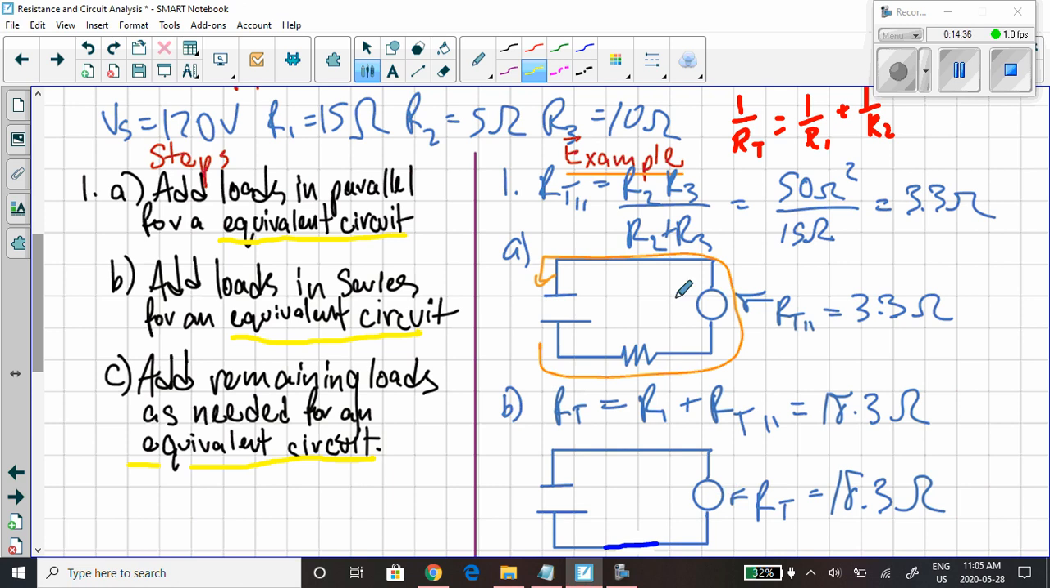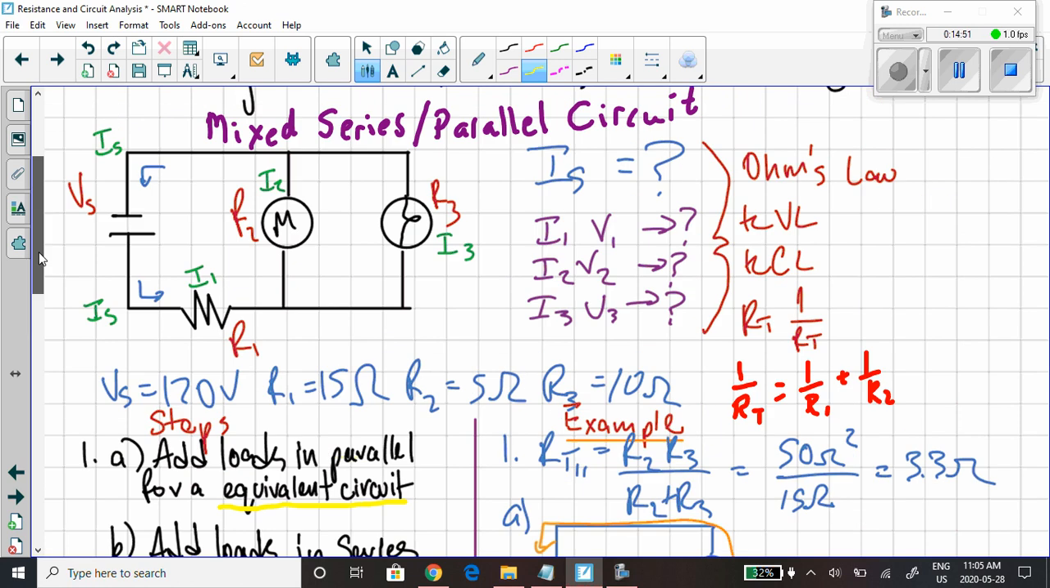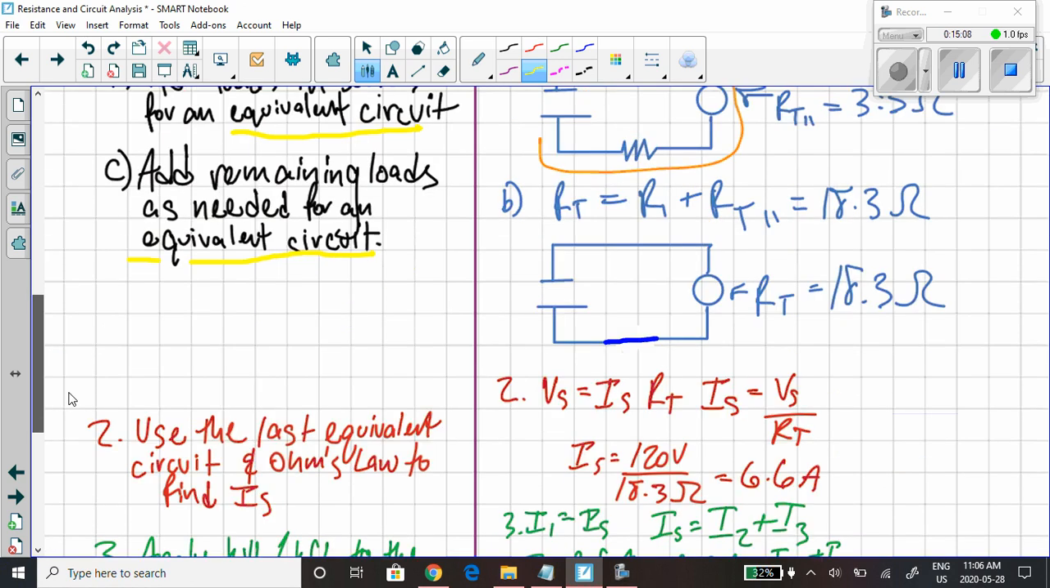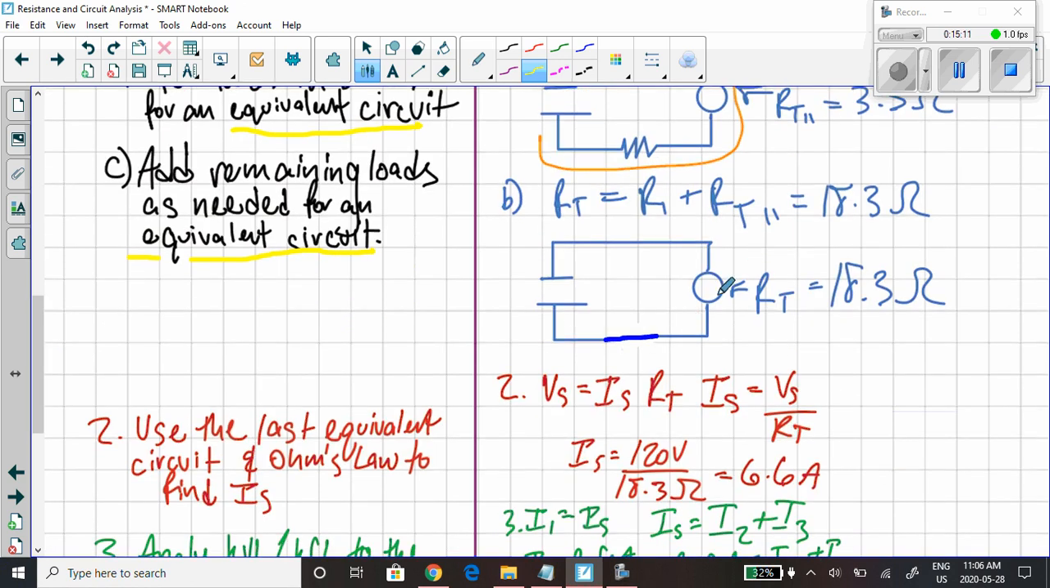Now remember, this circuit here, it doesn't exist. It's just a mathematical construct that we're using to solve this. So we have now calculated total resistance. It's 18.3 ohms. What does that mean? It means that these three loads in this particular arrangement have 18.3 ohms worth of resistance acting on that source. That's what it means. And we've simplified it for our benefit to an imaginary circuit with just one load with 18.3 ohms of resistance. There we have it.